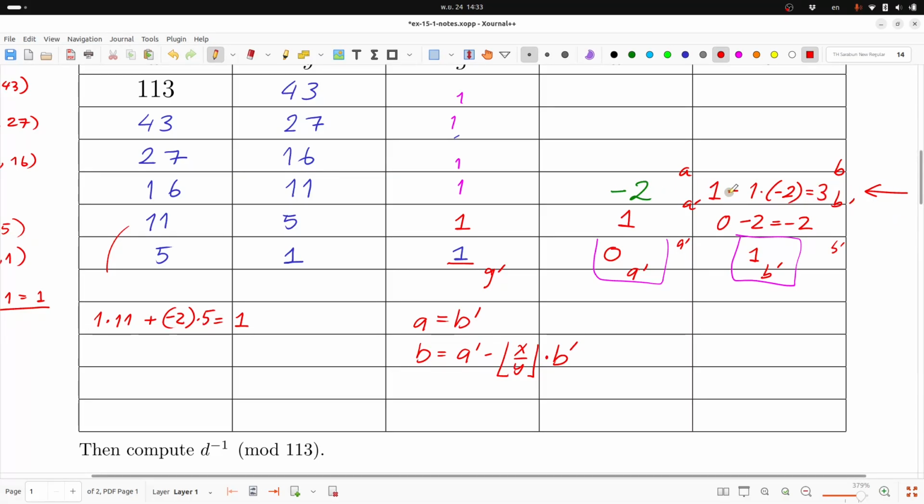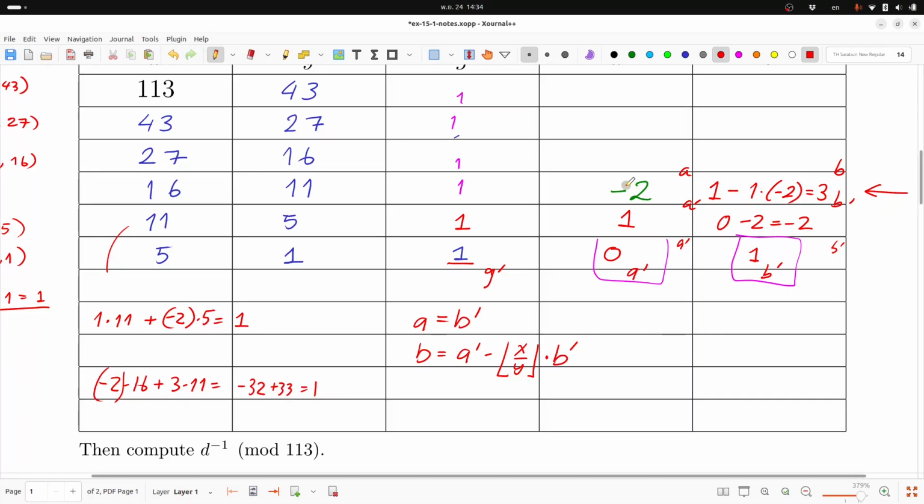Okay, it's gonna be 3. So let's see if it works. So let's plug it in. So minus 2 times 16 plus 3 times 11. So minus 2 times 16 is minus 32. 3 times 11 is 33, so it's going to be 1.